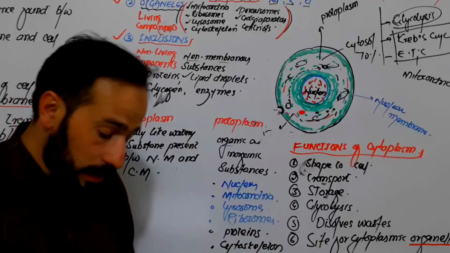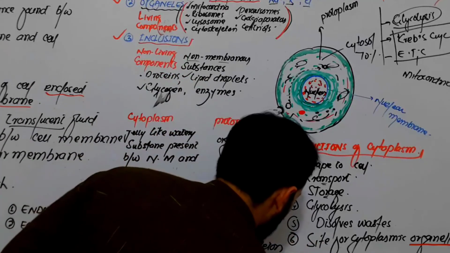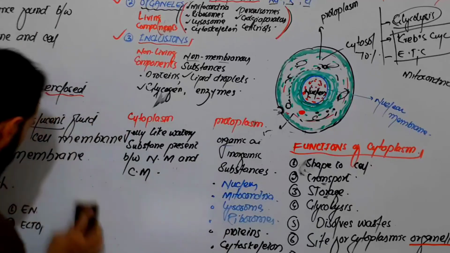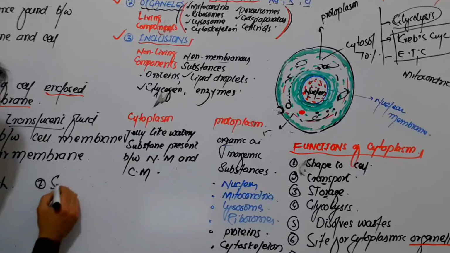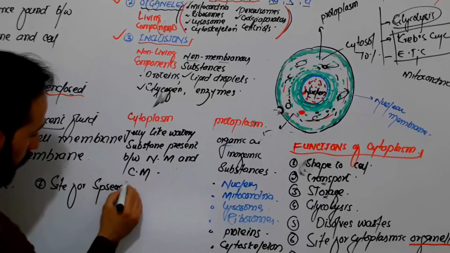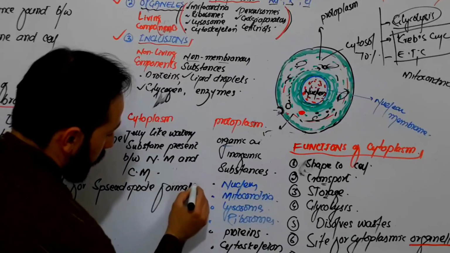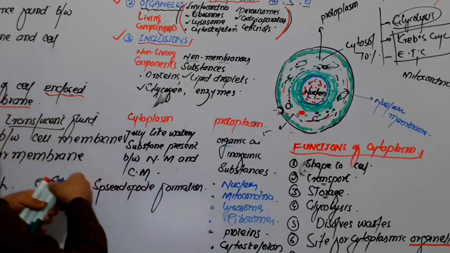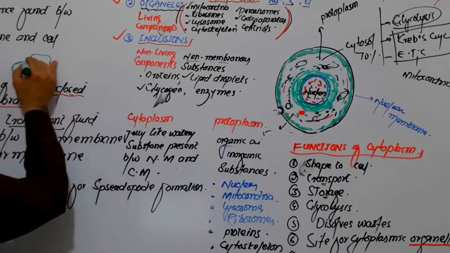Then it is a site for pseudopod formation. The seventh function of the cytoplasm, the most important, is that it is the site for pseudopod formation. What is pseudopod? In certain cells like amoeba, in some special cells like amoeba, when amoeba moves, for example, this is amoeba.